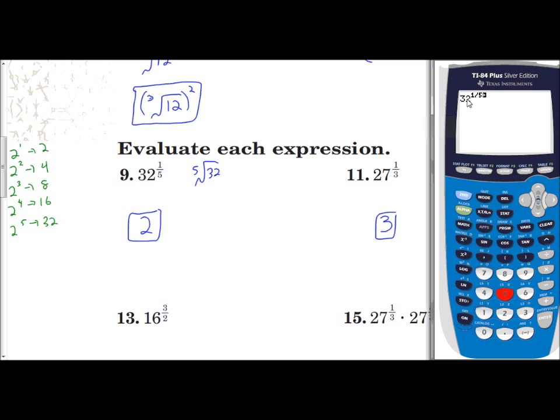But if you have the old operating system, you would have 32, then your caret, you hit parentheses, and then 1 divided by 5, and you would close the parentheses. I would just hit the right arrow to come down. 32 to the 1/5 is 2.